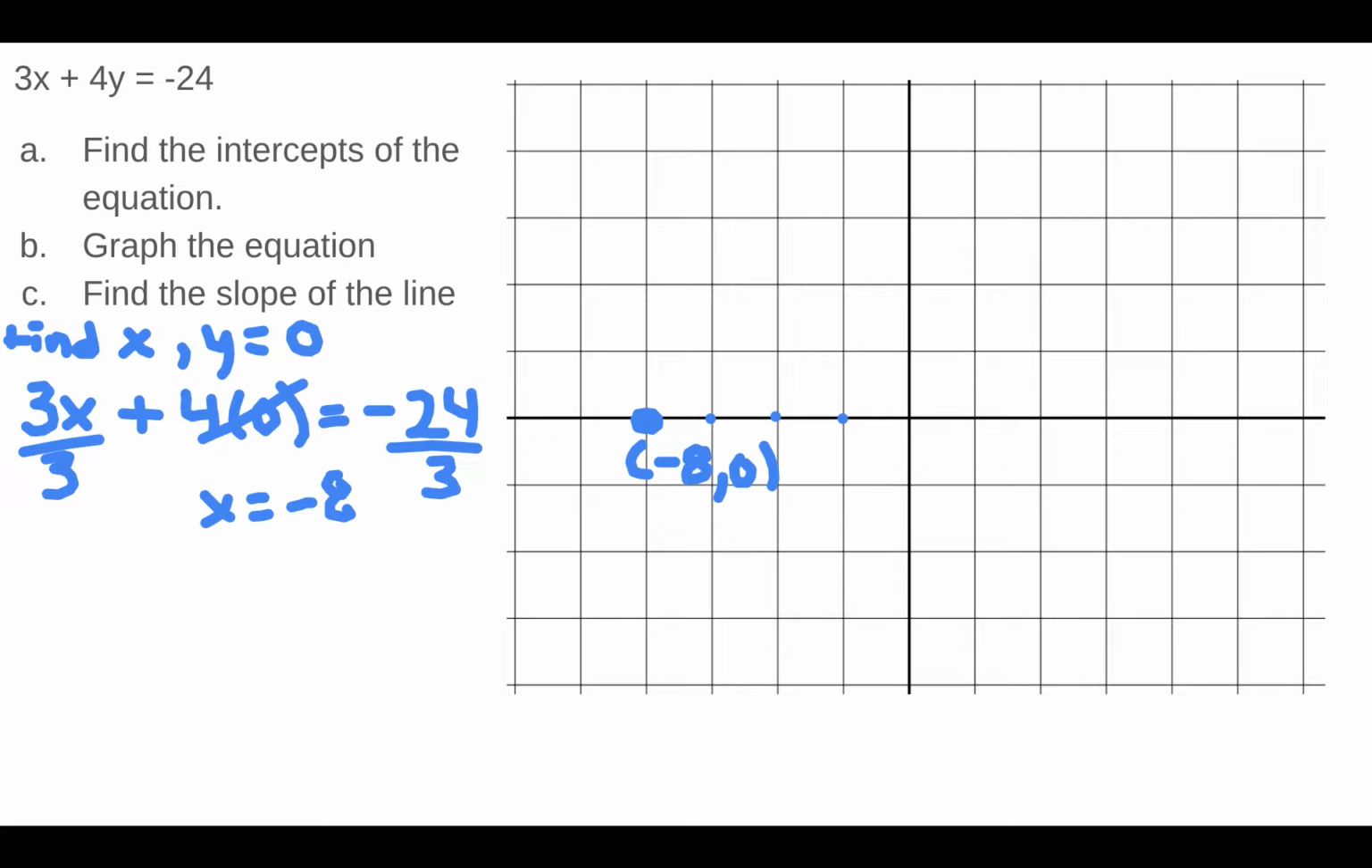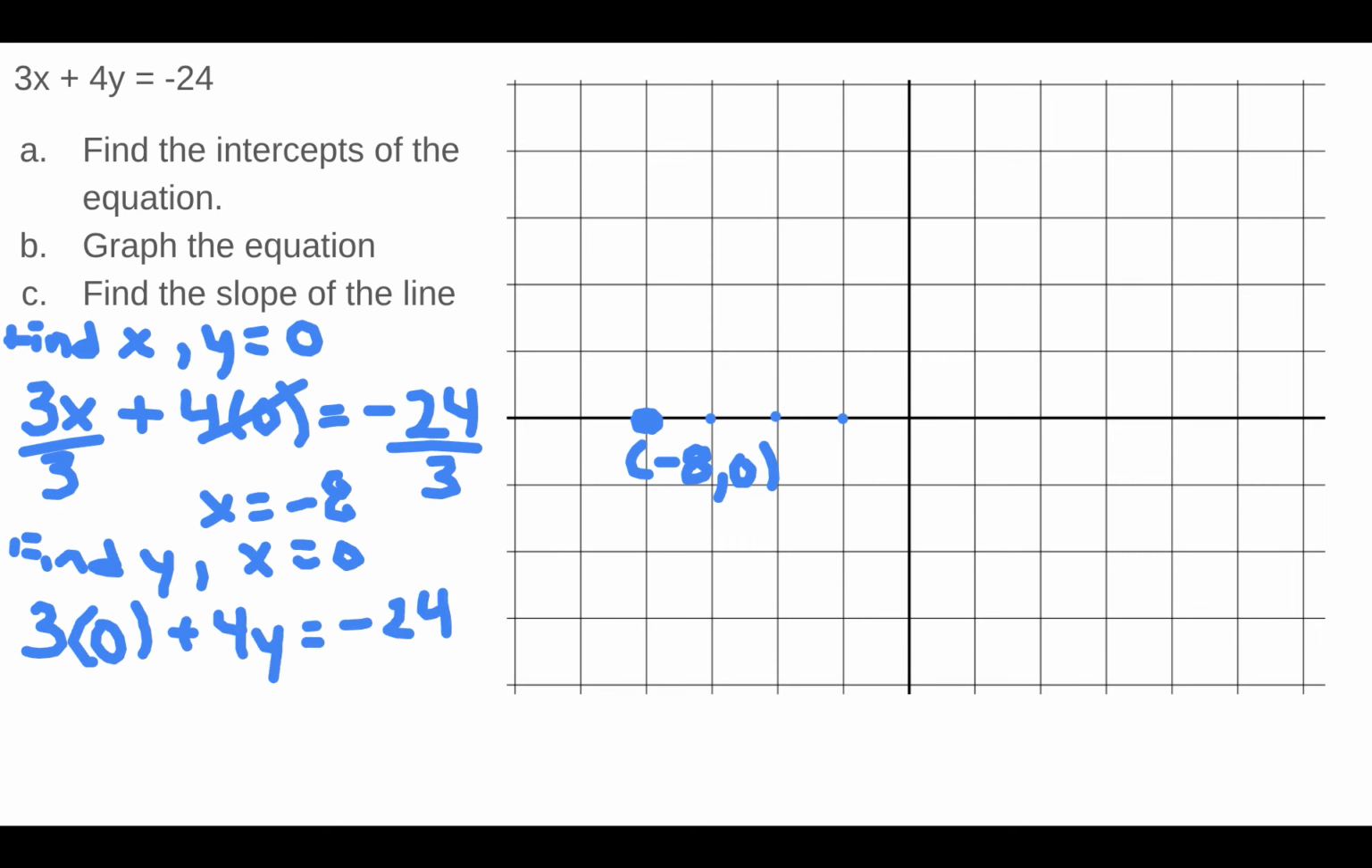The next point we want to find is the y-intercept. So if we want to find the y-intercept, then x has to equal 0. So we'd have 3 times 0 plus 4y equals negative 24. And then, again, anything times 0 will just be 0. So let's get y alone, divide both sides by 4. Y will equal negative 6. There we go. So when we're going down by 2's, we'll have negative 2, negative 4, negative 6.